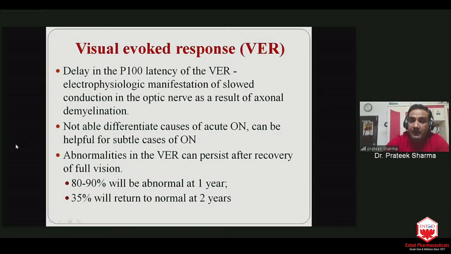The abnormality persists in around 80 to 90% of cases up to 1 year, and 35% will return to normal at 2 years, so around 75% still remain abnormal at 2 years. So once somebody has had an attack of neuritis and we still do a VEP, we can find abnormalities, and that can be helpful in making a diagnosis of multiple sclerosis-like illnesses.